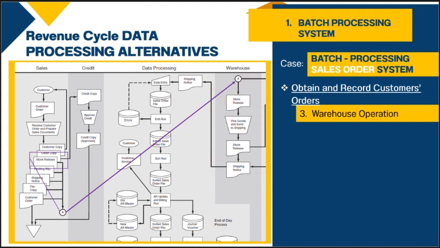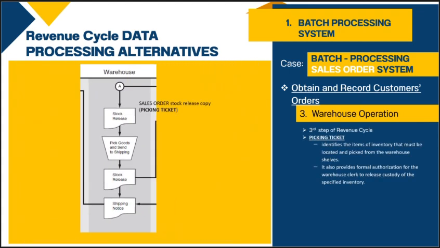Now, the stock release is also known as the picking ticket. This document identifies the items of inventory that must be located and picked from the warehouse shelves. It also provides a formal authorization for the warehouse clerk to release custody of the specified inventory. And then after picking the stock, the clerk initials the stock release copy to indicate that the order is now complete and accurate.